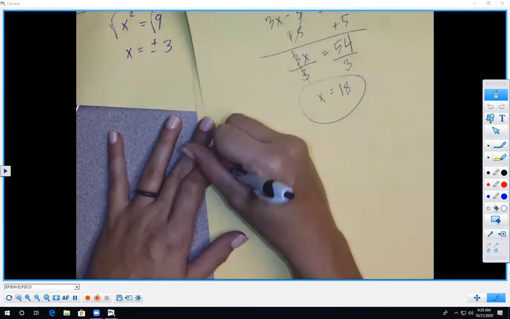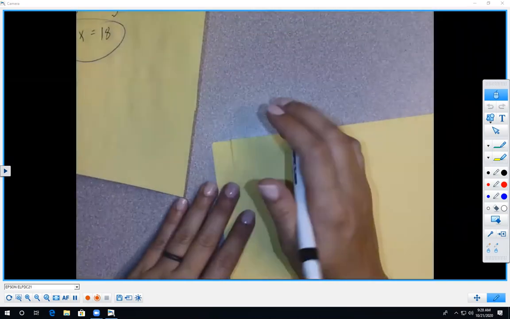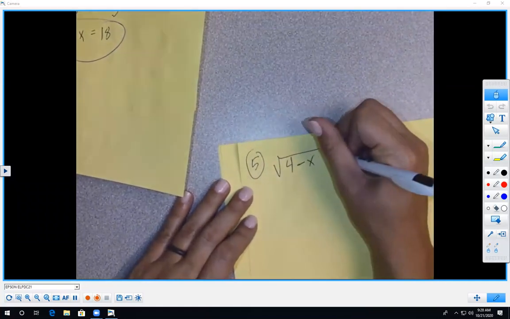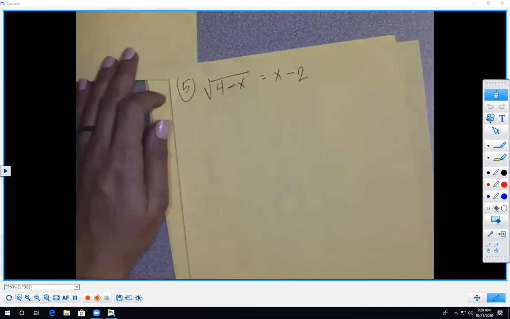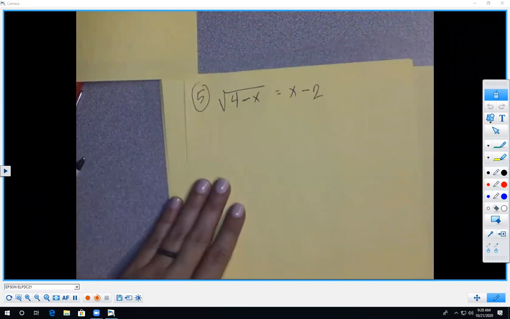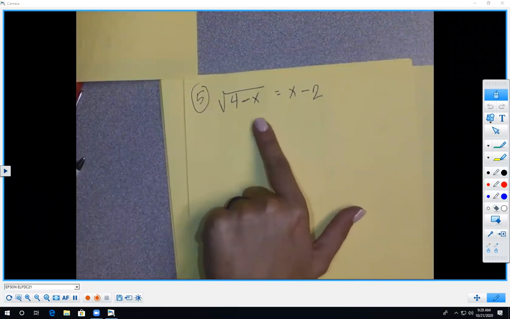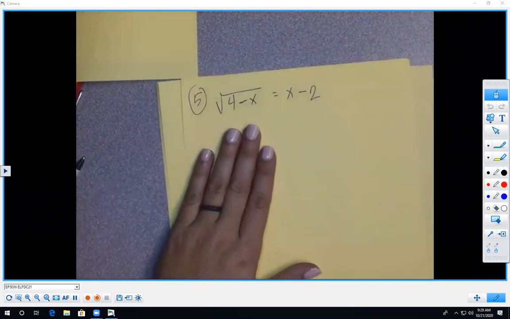Okay, so what if, I'm going to go ahead and start on a new page for this one. What if I had a problem that looked like this? The square root of 4 minus x equals x minus 2. Notice I have x's on both sides here. Okay, the first thing you need to do is try to get that radical to go away. How am I going to get that radical to go away?